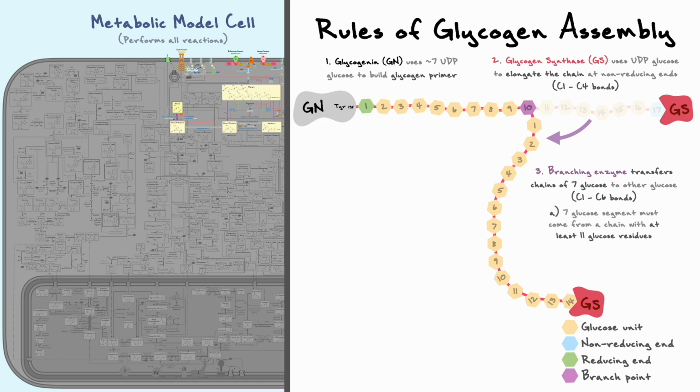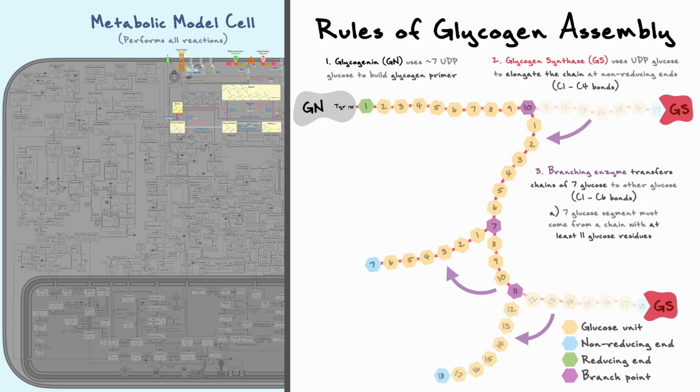First, the segments that the branching enzyme takes must come from a chain that is at least 11 glucose units long. So here, for example, since the chain is 14 glucose units long, the last 7 units can be taken to make a branch. If the original chain elongates and a new branch is made, the second rule is that the branch must be at least 4 residues away from an already existing branch.